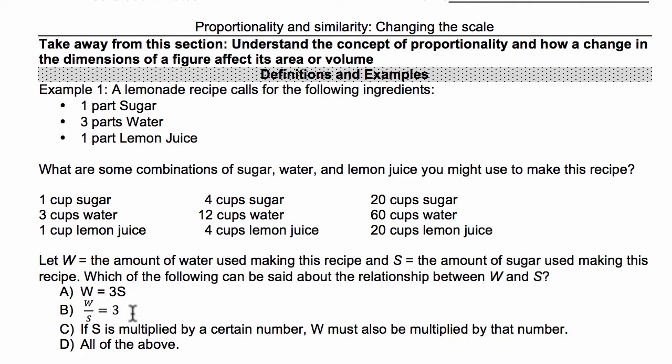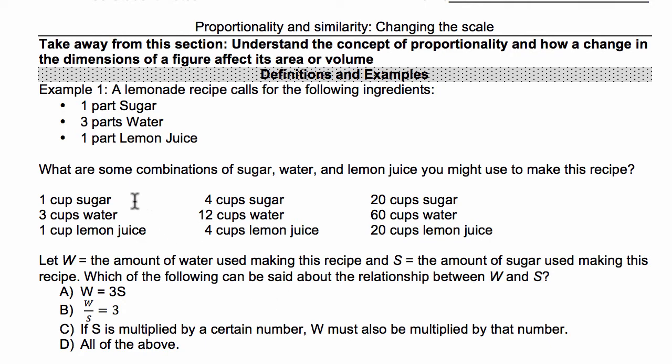Notice also the ratio between W and S, or W divided by S, is also always equal to 3. In fact, W over S equals 3 is equivalent to the equation W equals 3 times S. Finally, let's examine letter C. If S is multiplied by a certain number, W must also be multiplied by that number.